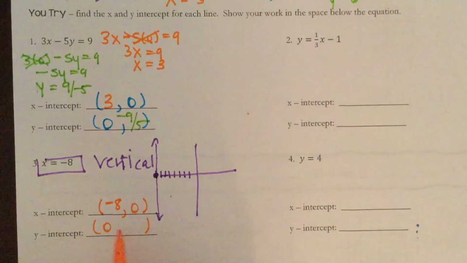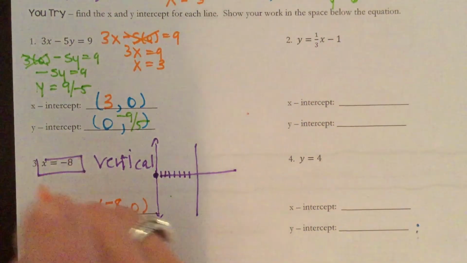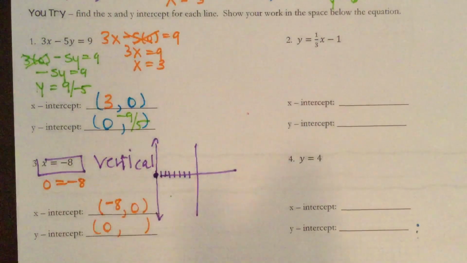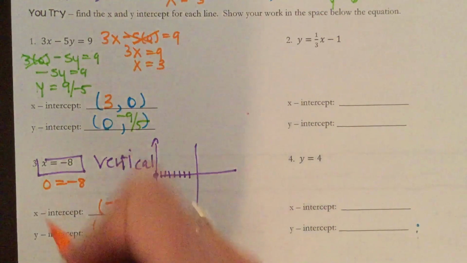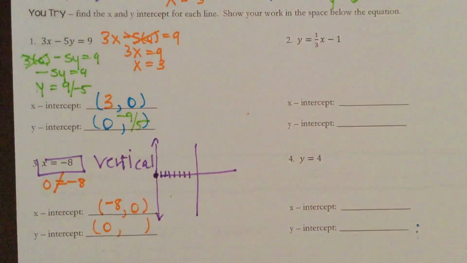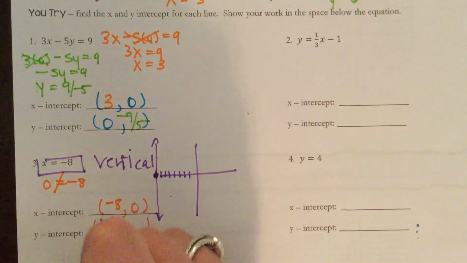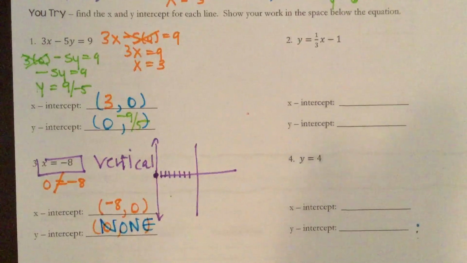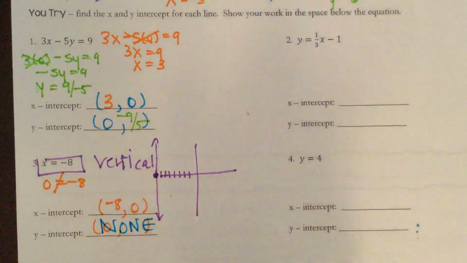Thinking about the y-intercept, we want to plug a 0 in for x. If I plug a 0 in here, this is going to say 0 equals negative 8. That's not true. Therefore, we would say for the y-intercept that there is none here. And when we look at the graph, we can see that that line clearly does not touch the y-axis. Therefore, there is no y-intercept. You guys go ahead and try 2, 4, and 5, and then check your answers.